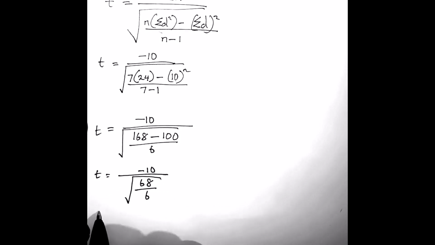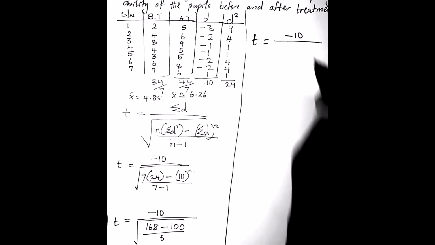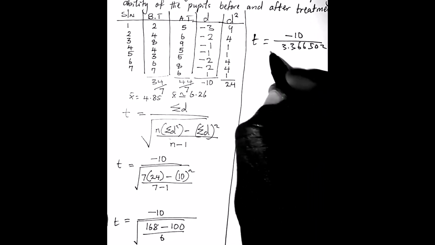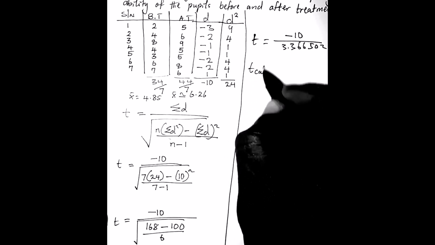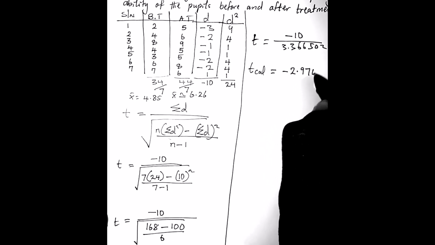Then this implies that t is equal to minus 10 divided by the square root of 68 divided by 6. Then we'll have 11.33333 continuously. So then this implies that t is equal to minus 10 divided by, when we take the square root of this number, then we'll have 3.366502. So automatically when we divide this, we have our t calculated is equal to minus 2.970, or automatically 0.71.